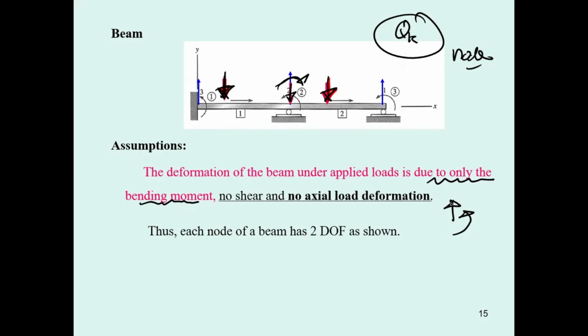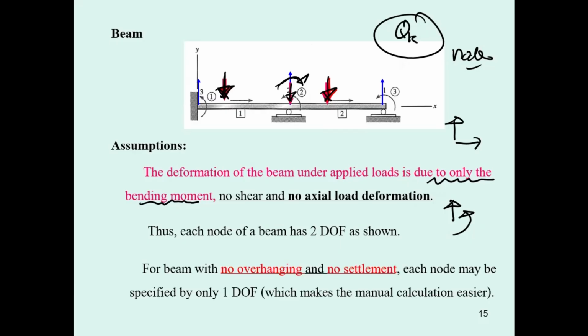It's going to be a bit different from the truss. For the truss, you have 1 and 2. But for the beam, you don't have horizontal. You have vertical and bending. However, for the frame, you have all of them, X, Y, and rotation. So this one, Ajahn won't use it. Okay, you can reduce the number of degrees of freedom from 2 to 1 also if there is no settlement and no overhanging. But in this study, we will not. We will use 2 degrees of freedom as unknowns of the beam.